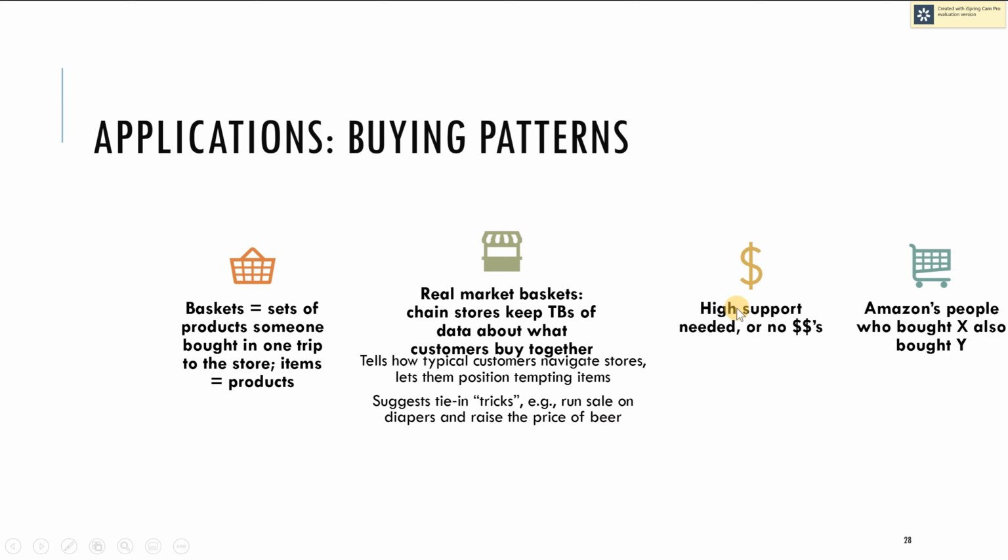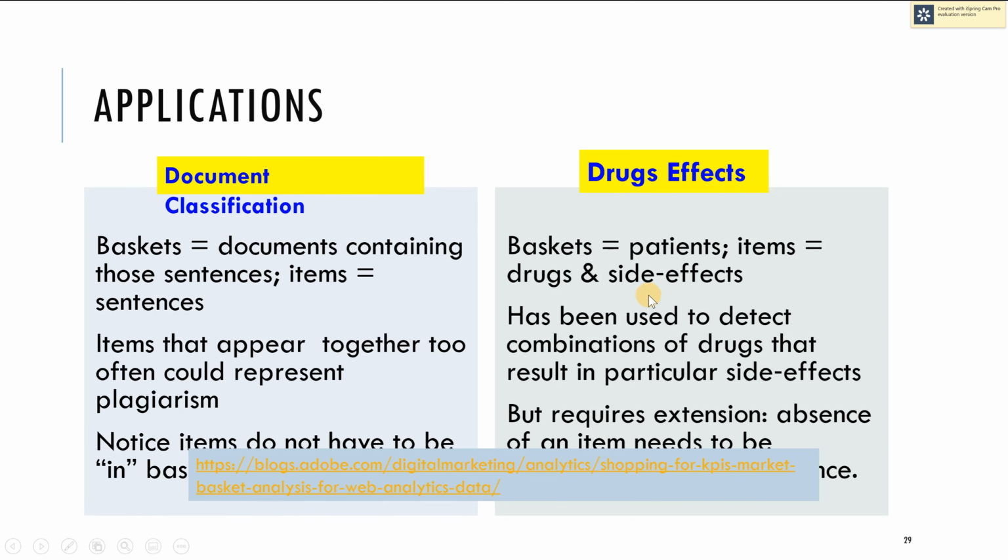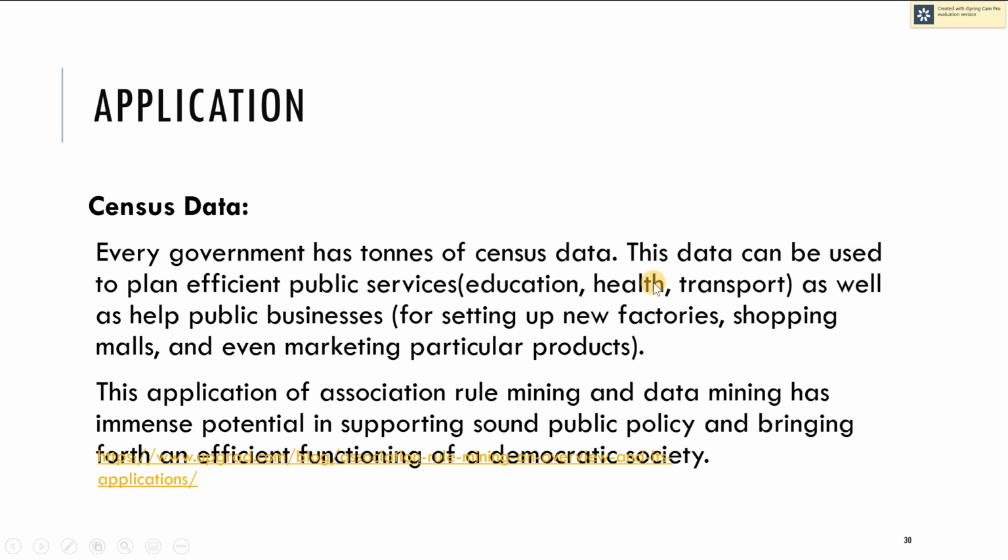And also from the research of association rule mining, high support is needed, or else no money at all. And we can also see on Amazon, people who bought X will also buy Y. So you can take a look at other applications here, and there is some more information here.